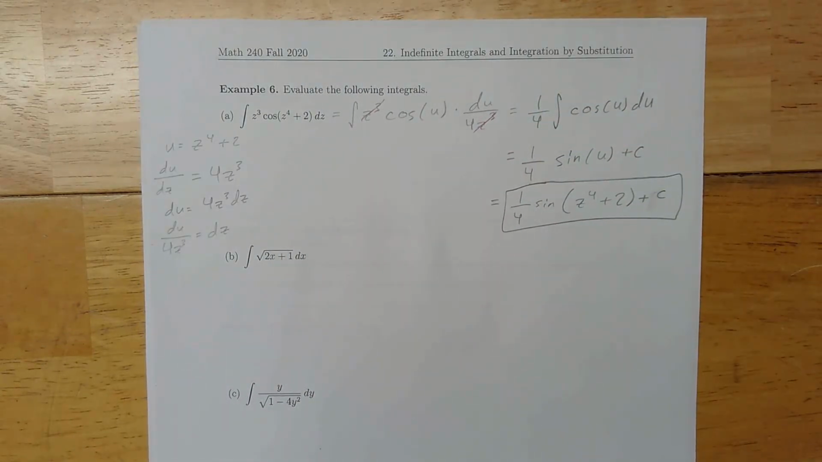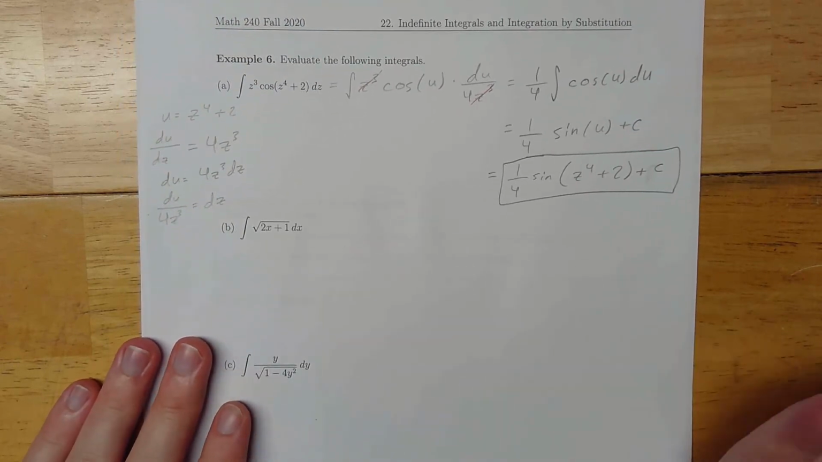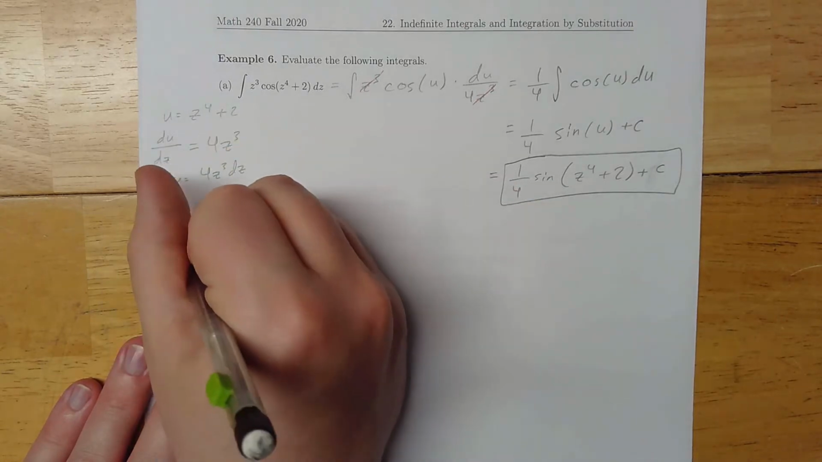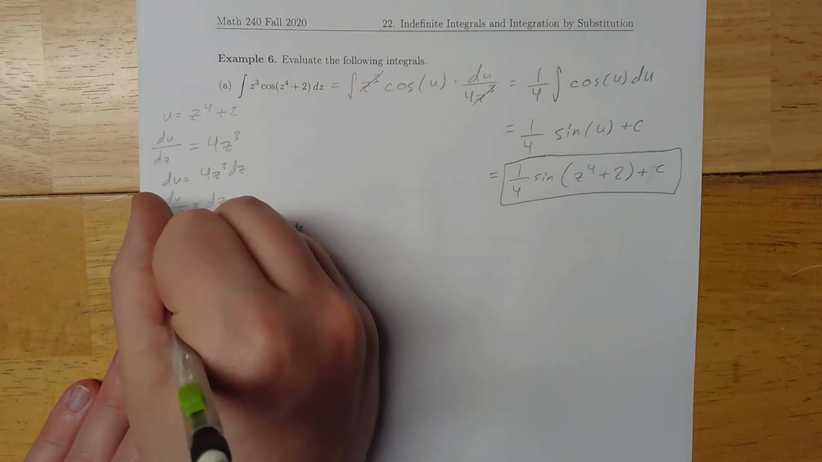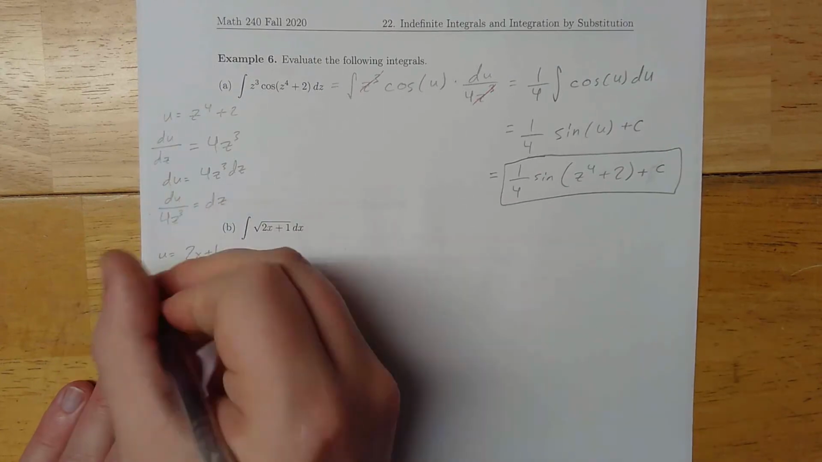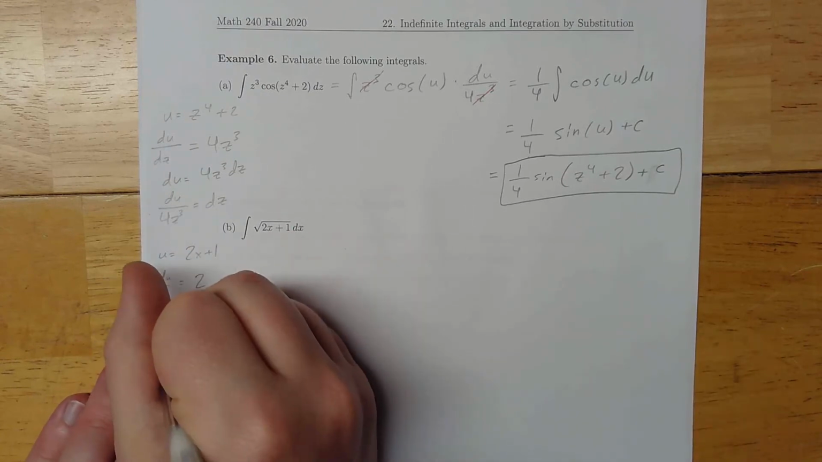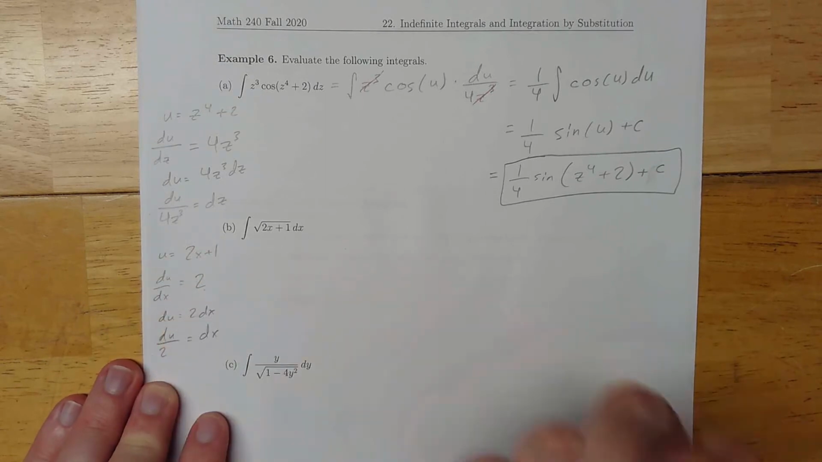All right, what about the next one? Well, again, the thing under the radical is probably the thing we should make be our u. So we'll have that u will equal 2x plus 1. That means that du dx will equal 2. And that means du will equal 2 dx, and that du over 2 will equal dx.